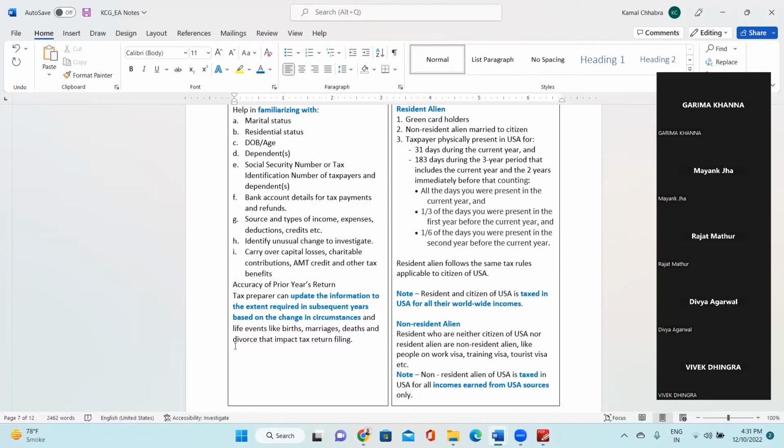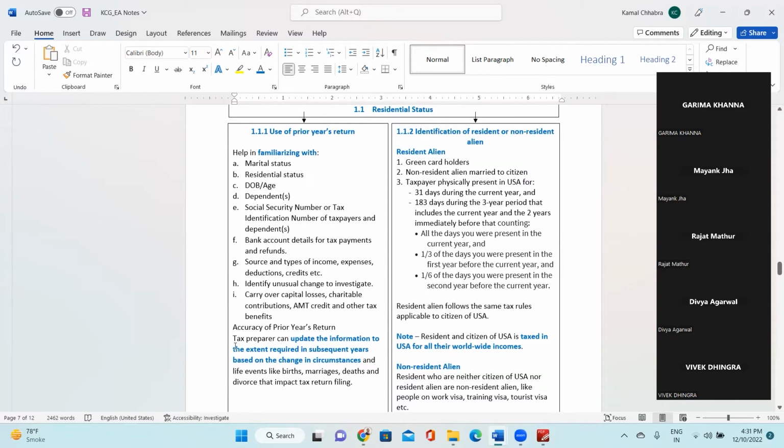So this is all about the use of prior year return. Now coming to the second subtopic, which is identification of resident and non-resident alien. What is a resident alien? The people who come into these three categories are called resident, and the people who do not fall into these three categories are called non-resident.